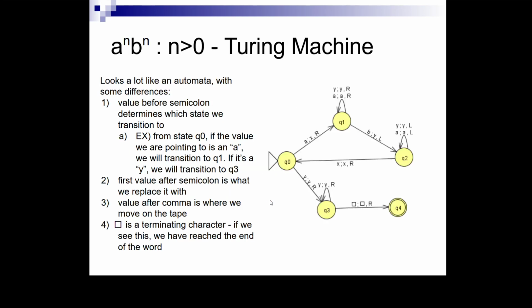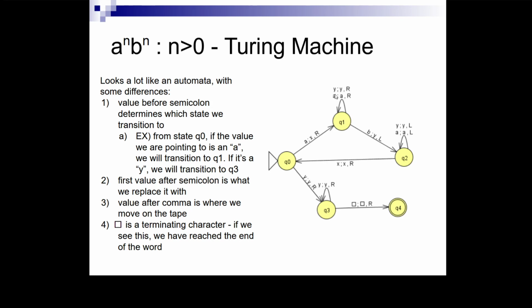So let's see what it looks like. We look over here. Some things look very automata-like, and some things do not. Let's say we start in state Q0. If we see an A, then we're going to replace it with an X and move our tape head to the right. So again, we're looking at a piece of tape. If we see A at the piece of memory we're looking at, so if the string starts with an A, we replace that A with an X, and then we move to the next piece of memory. In addition, we move from state Q0 to Q1.